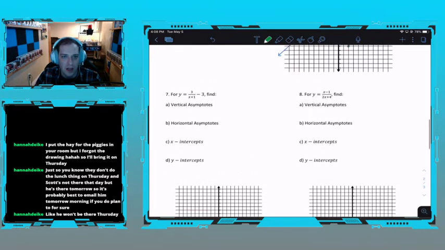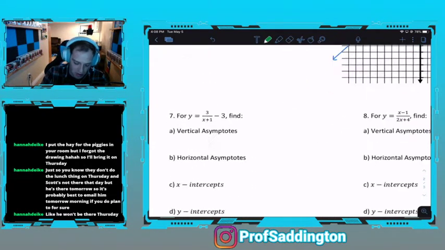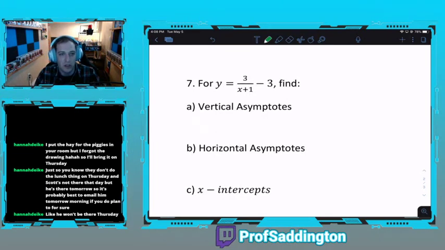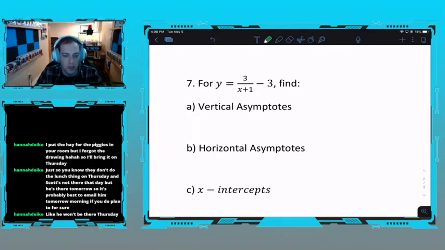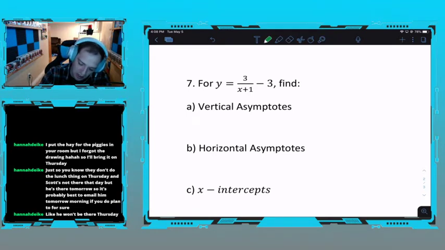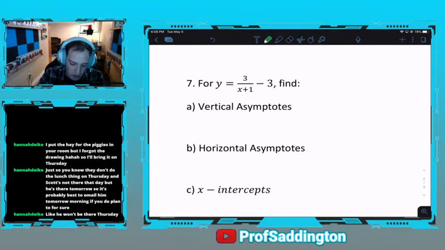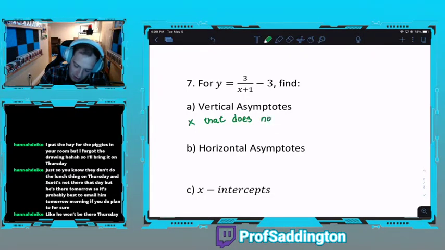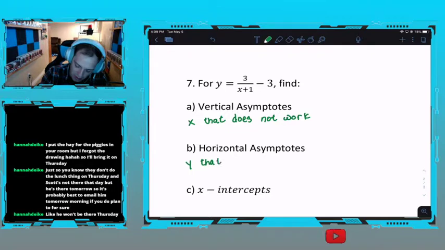So as far as number 7 goes, number 7 I think are the easier ones, because when you guys go to do the vertical and horizontal asymptotes, the vertical asymptote is what's going through the x-axis. So you're trying to find the x that does not work. And for the horizontal asymptote, you are looking for the y that does not work.